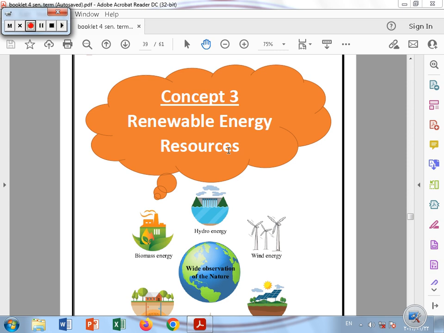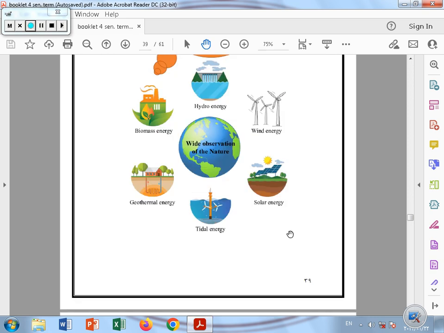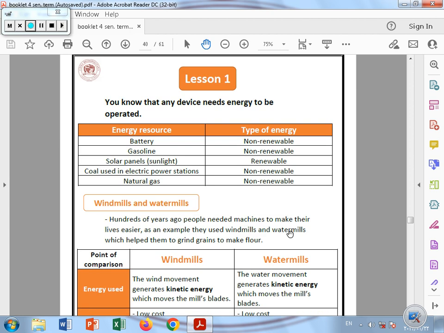In this concept we are going to talk about the renewable energy resources on the earth, like the water, wind and the solar energy, or using different renewable energy resources. Okay, let's start with concept 1.